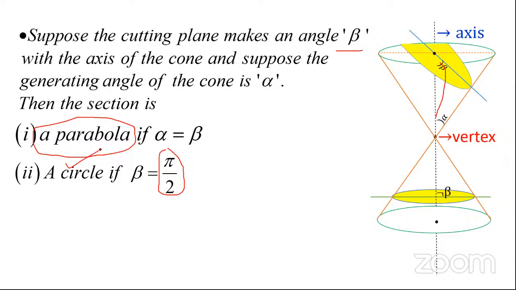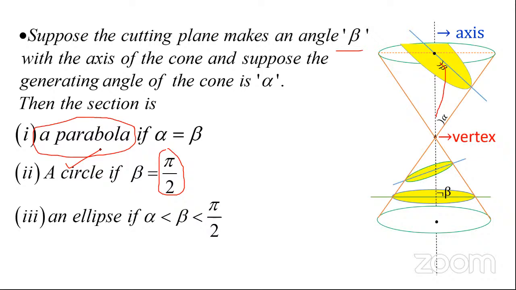This is 90 degrees for that one. Next, I'm cutting with a plane such that alpha is less than beta is less than pi by 2. It forms an ellipse, if alpha is less than beta is less than pi by 2.